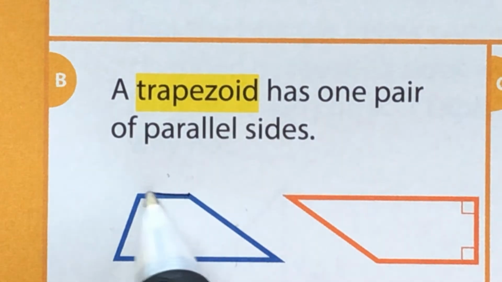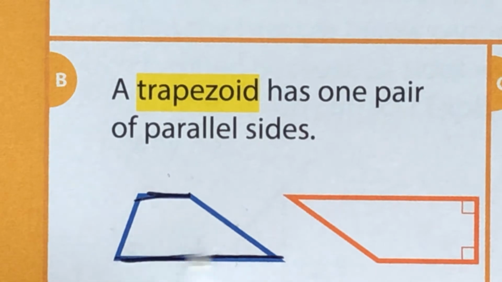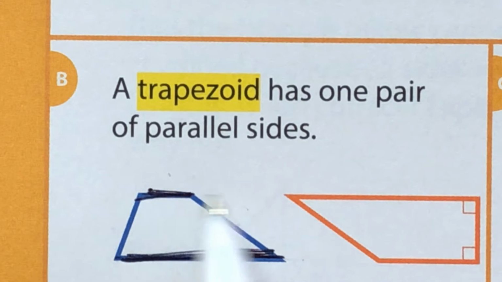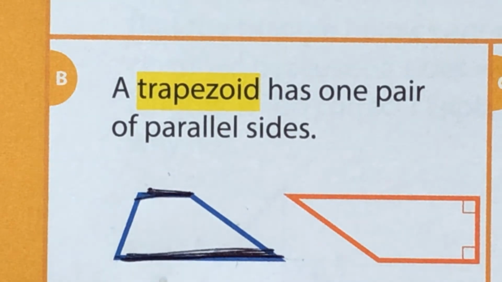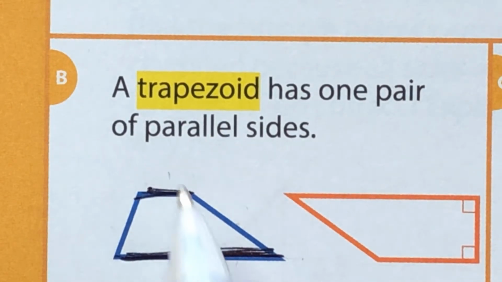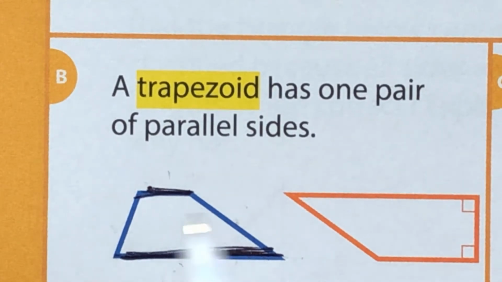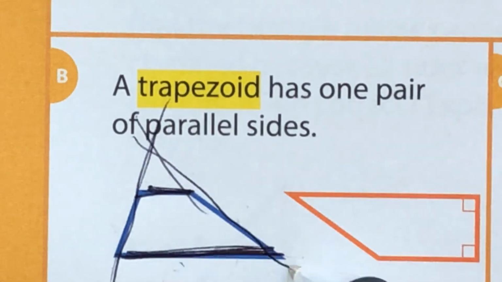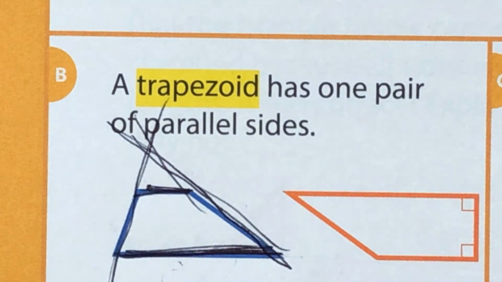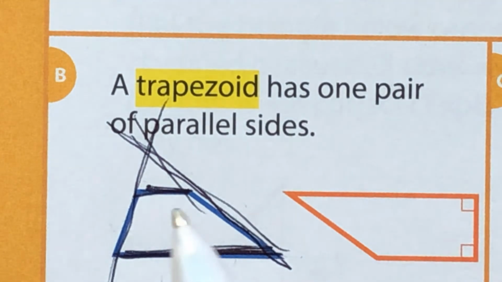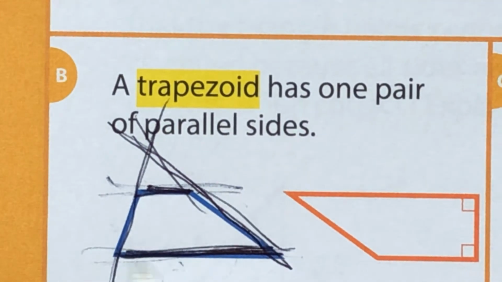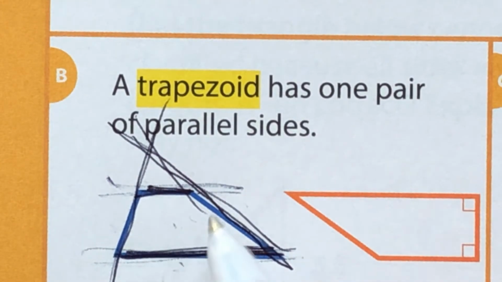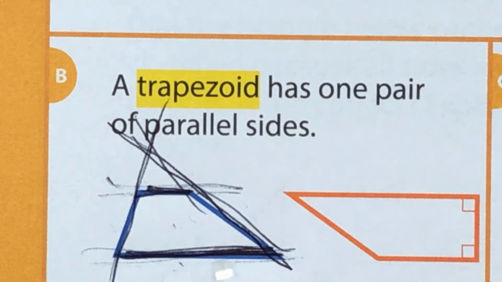Well, I see that this line and this line are parallel. They're never going to touch. If you continue that line all the way, they'll never touch. So this is the set of parallel sides. It's one pair, okay? These, if we extended these two lines and went like that, they will touch. So it only has one set of parallel sides, okay? So this is a trapezoid, and this is like our standard trapezoid that we usually see.